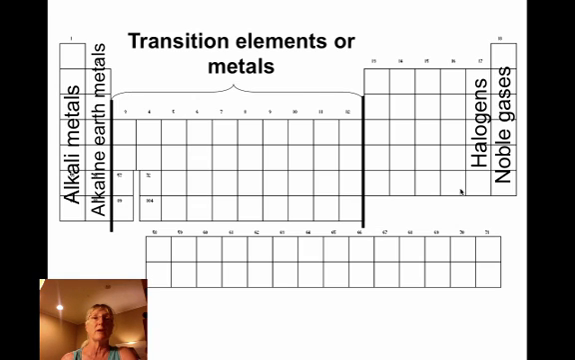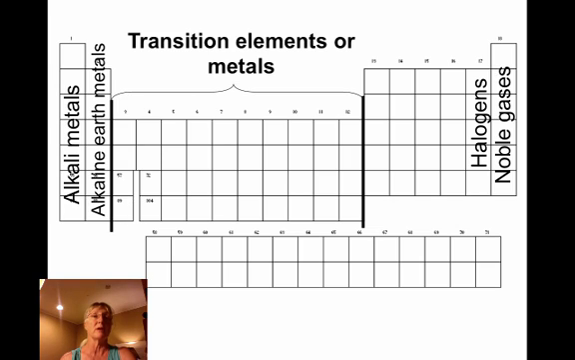But what's interesting about these transition elements or metals is, see this little gap right here? What we actually have is another subset. These two rows at the bottom actually chemically fit in on top of this space here and that space there.